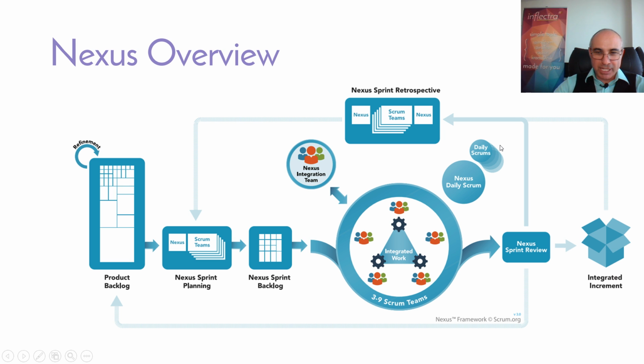and then you have daily Scrum meetings for the individual teams. You have the daily Scrum for the overall Nexus itself, and you have a separate Nexus integration team. Those are some of the key attributes.